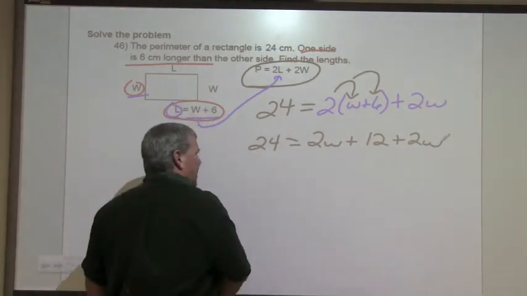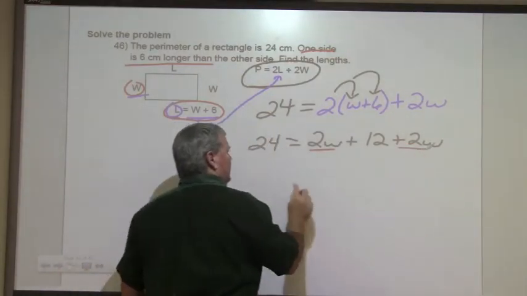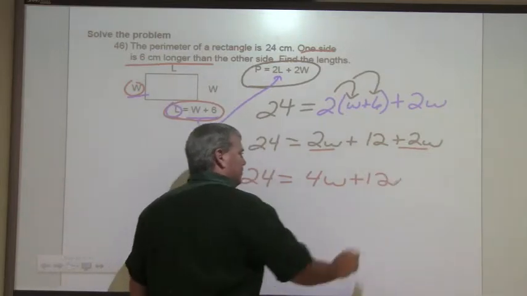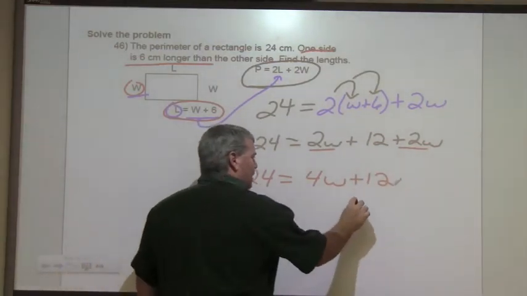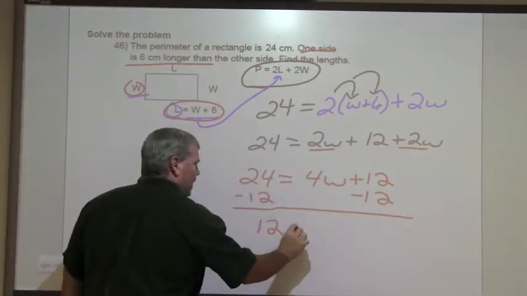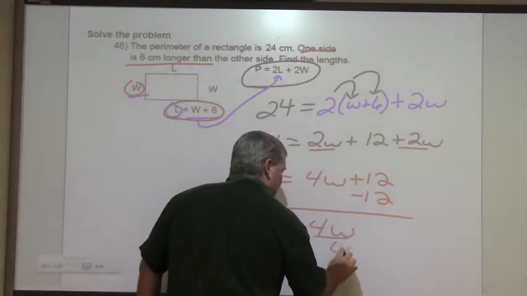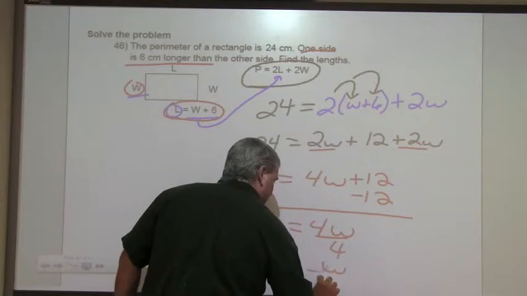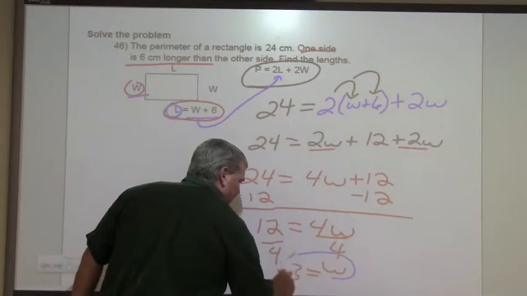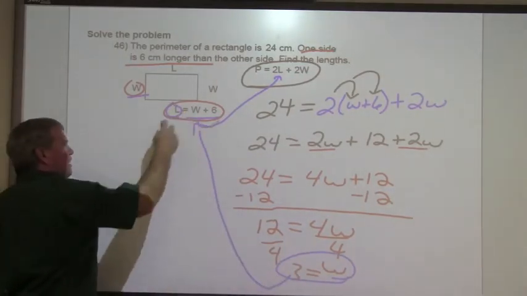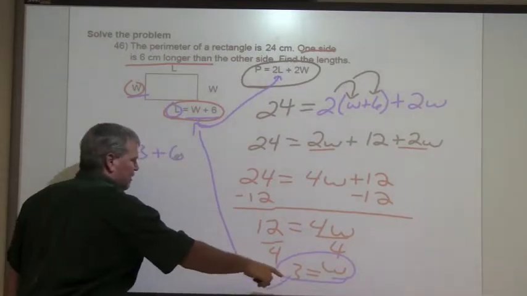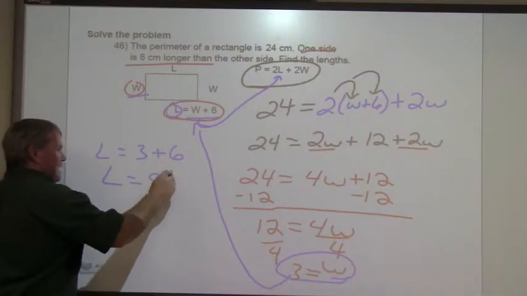Now what I'm going to do is combine like terms. 2W and 2W are alike, so if I combine those, I get 4W plus 12. Now I solve for W. Subtract 12 from both sides. When I do that, I get 12 equal to 4W. Divide by 4, and that gives me W equal to 3. That's my width. How do I find the length? Substitute it in here. It says the length is W plus 6. And since W is 3, we plug that in. So the length is 9.